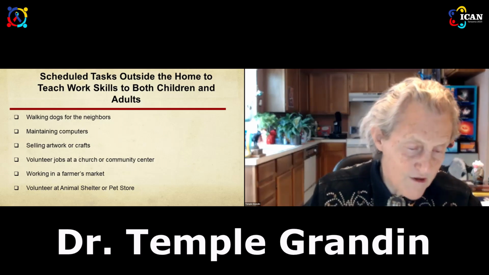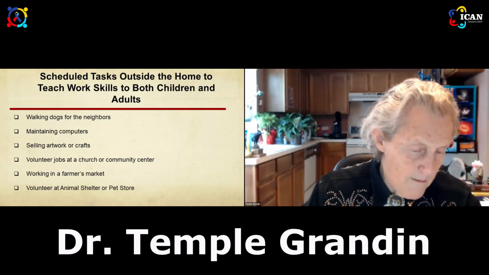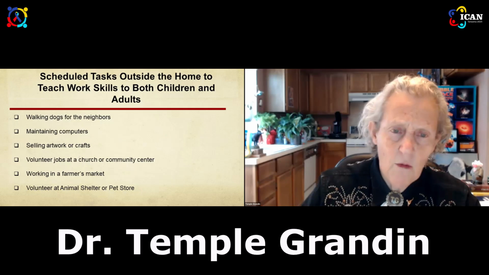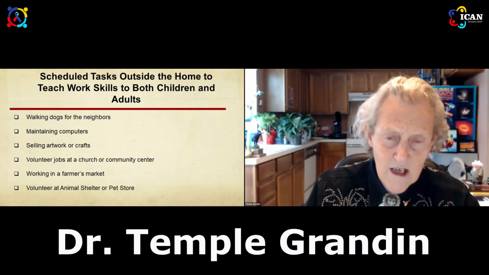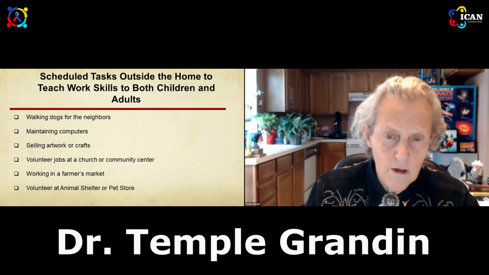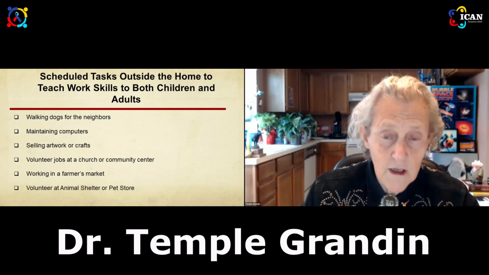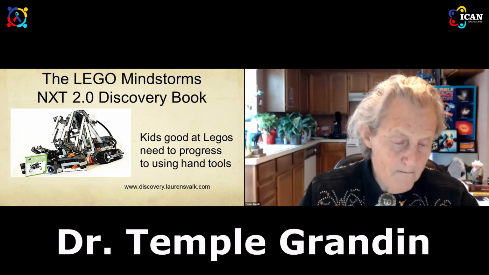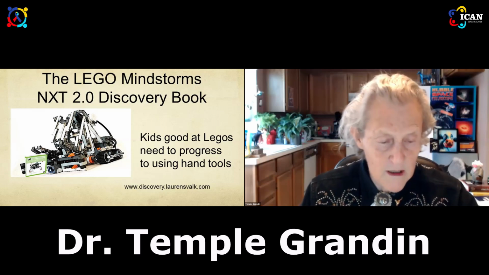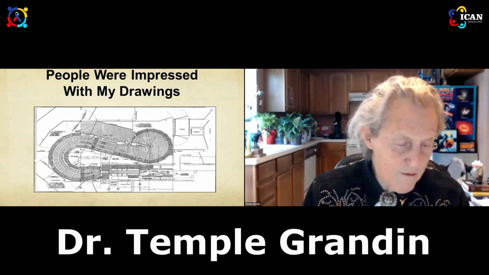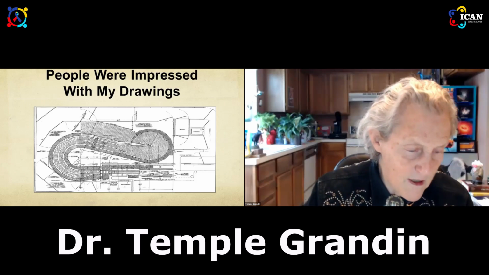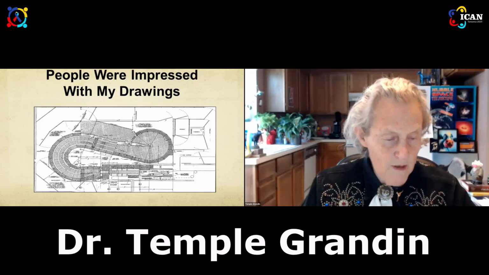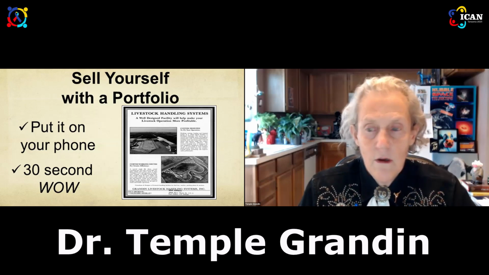And then I just have a slide there, tasks outside the home, a whole bunch of tasks there. That might be different in different countries, but the bottom line is I want them doing a task on a schedule outside the home. And this needs to start like at 11 years old. In the US, that replaces paper routes, which we don't have anymore. Next slide just shows Lego Mindstorms might be one activity. Then I've got a slide in there that people were impressed with my drawings. That's really important.